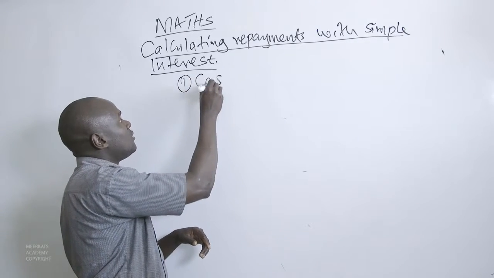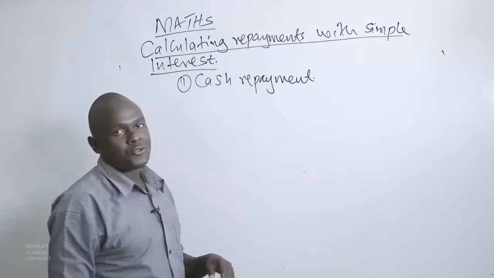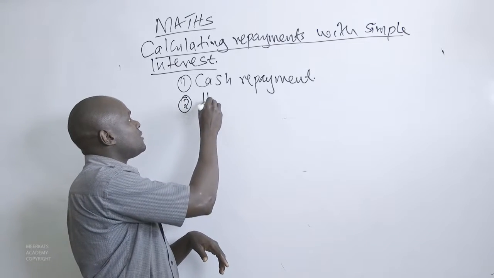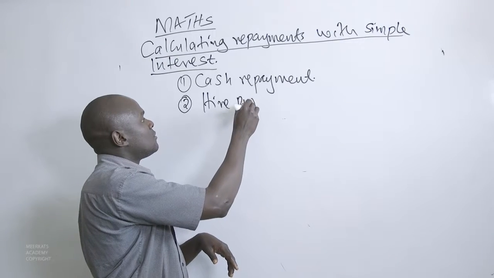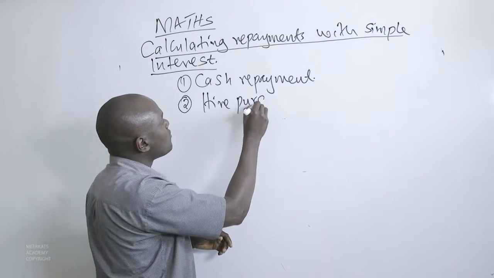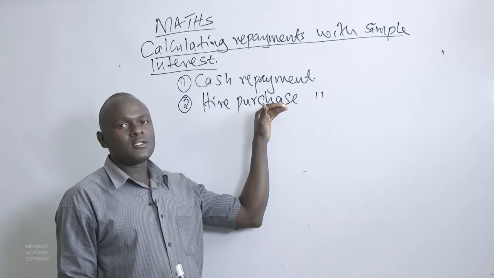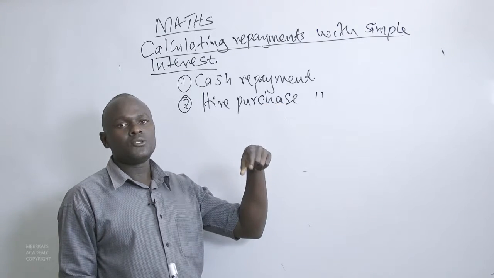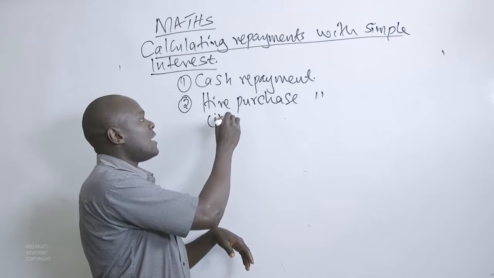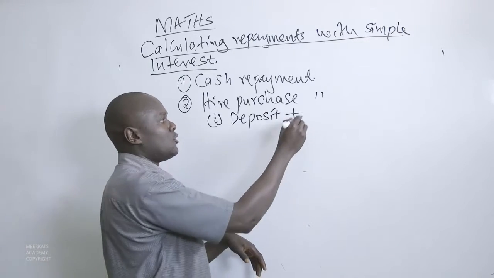So I'm saying in these repayments, we have two classifications. The first one, we can have cash repayment. And the second category, we can have the hire purchase repayment. Now in this second category, we can also have two classifications, whereby the first category is where we have a deposit being made, followed by installments.